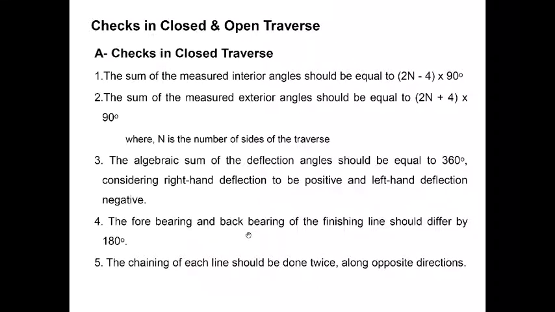And then we have the check that we used to apply in compass traversing, that the difference between the fore bearing and back bearing should be 180 degrees. That is obviously if you have those bearings and are working with either a prismatic compass or some added adjustment in your theodolite. And then the chaining of each line should be done twice along opposite directions. So this is one check for linear measurement, that if you do it more times, then obviously the chances of error being there are reduced. But there are some other ways to check it, and we'll discuss them later on.